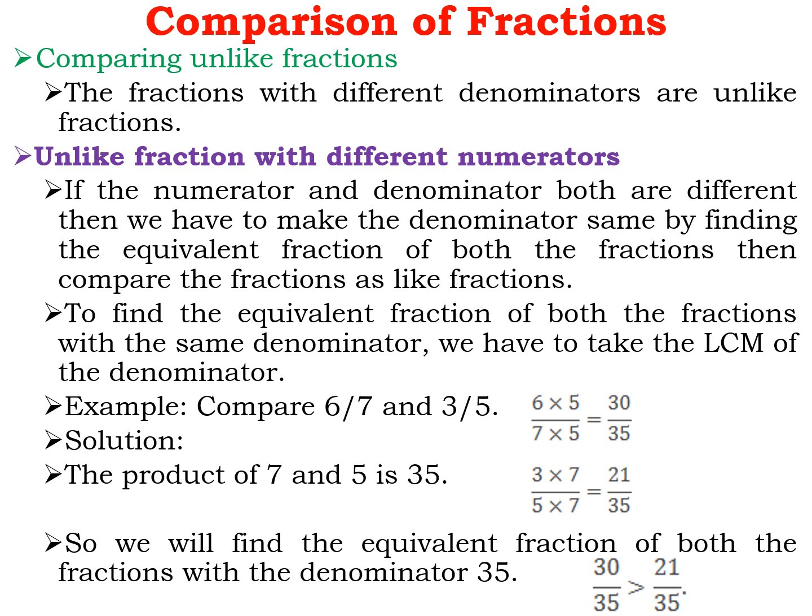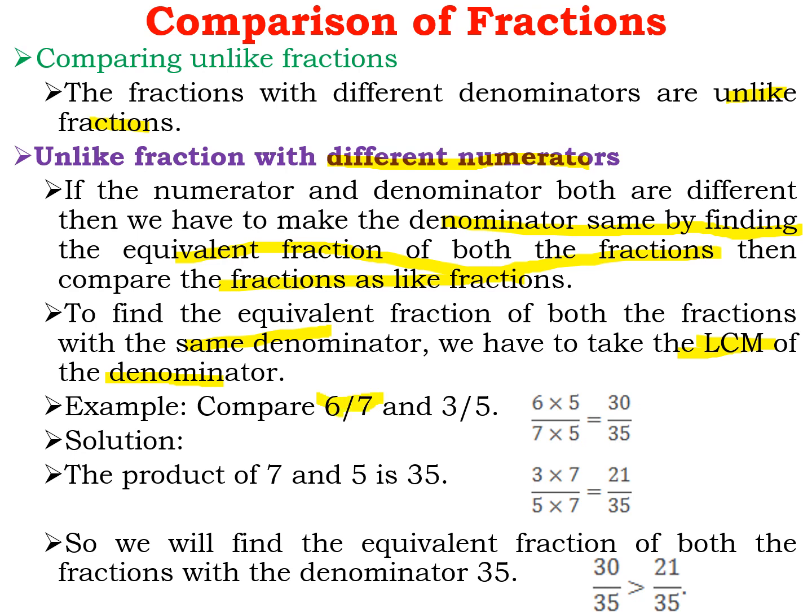Comparing unlike fractions. The fractions with different denominators are unlike fractions. Unlike fractions with different numerators. If the numerator and denominator both are different, then we have to make the denominator the same by finding the equivalent fraction of both the fractions, then compare the fractions as like fractions. To find the equivalent fractions with the same denominator, we have to take the LCM of the denominators. One example is there.